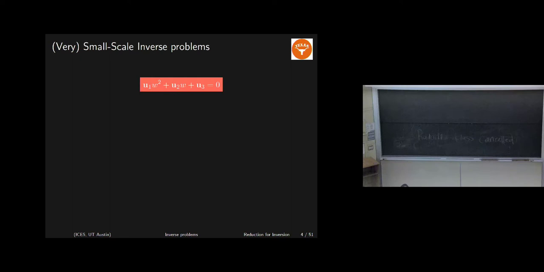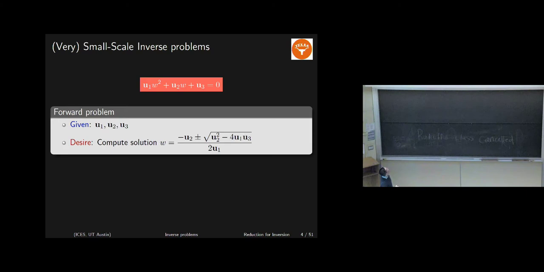So let me tell you what an inverse problem is. I start with a very easy problem that everybody knows. W is the solution that I want to look for. U1, U2, U3 are parameters. This is the quadratic equation everybody knows. So the forward problem: you are given U1, U2, U3, three parameters.